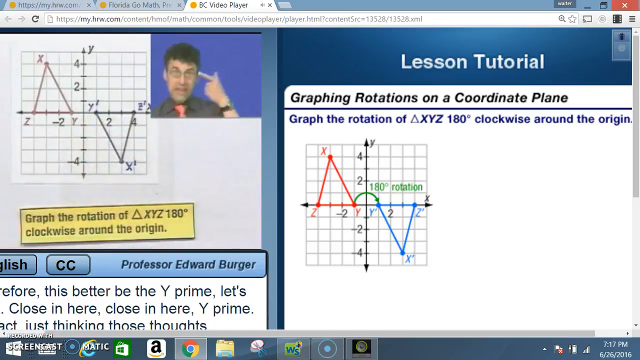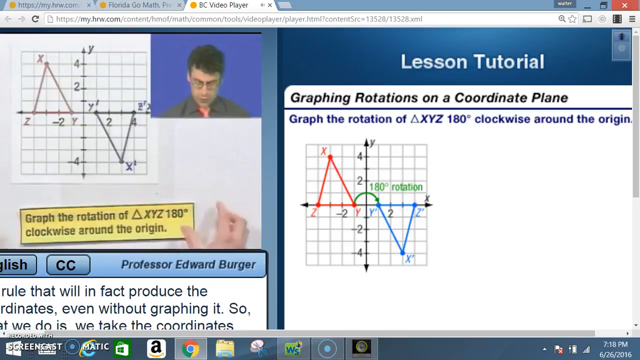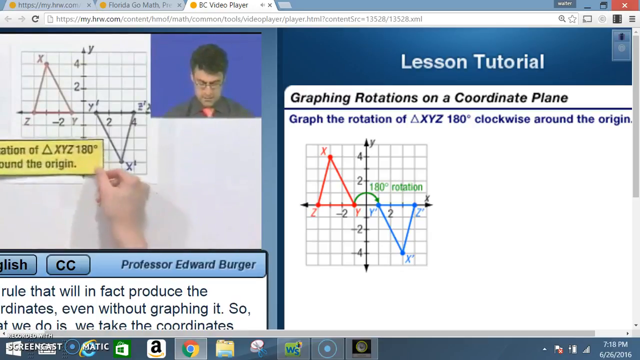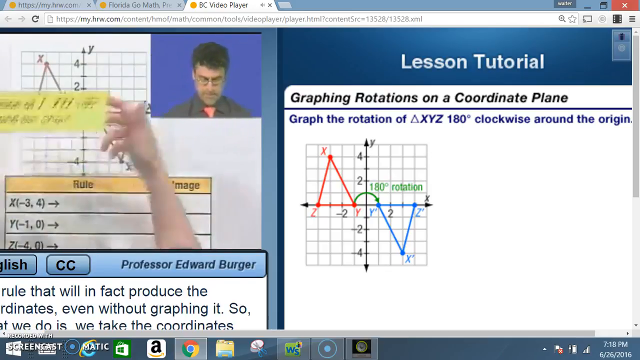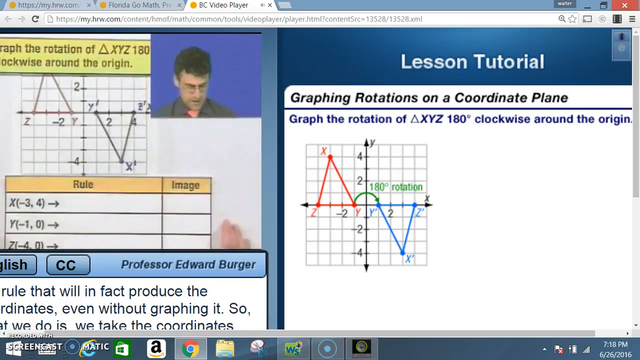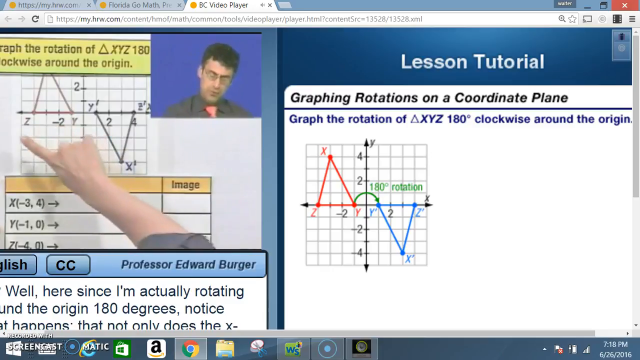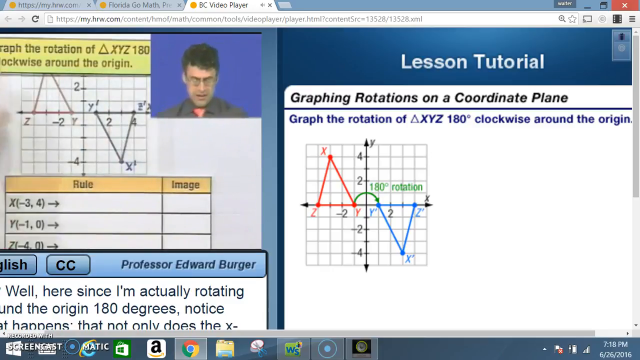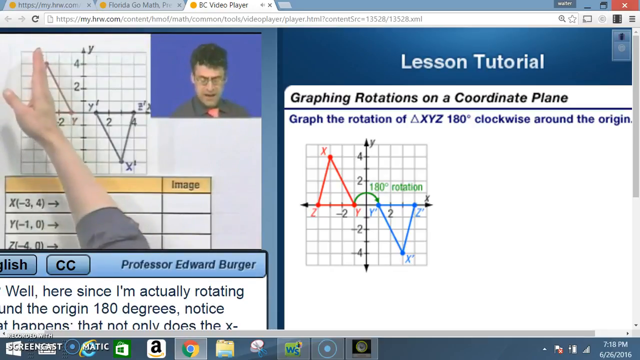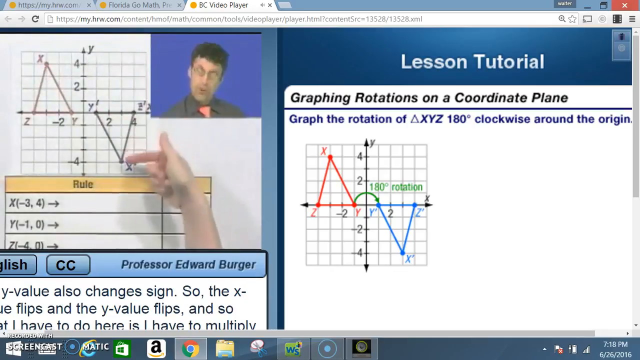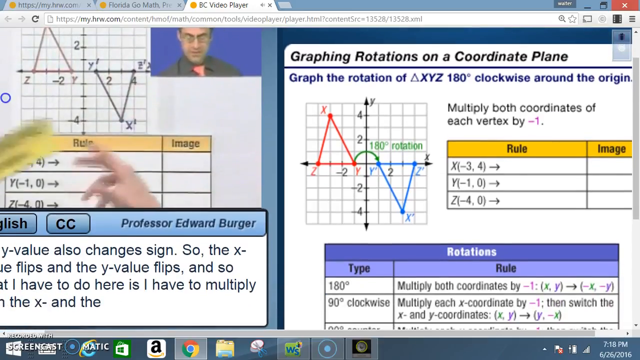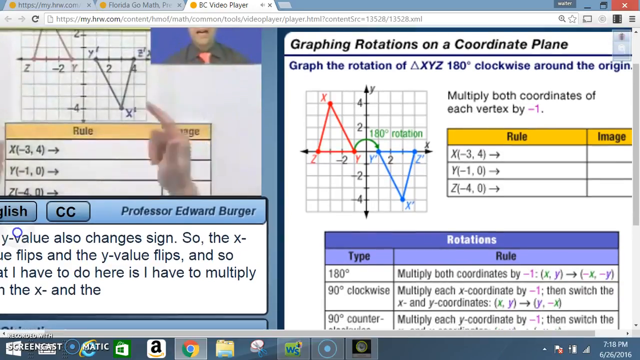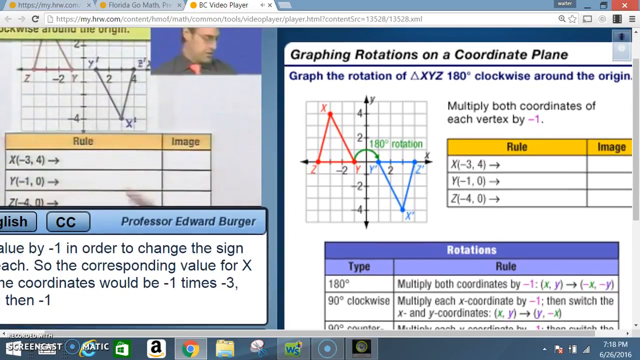In fact, just thinking those thoughts actually helps me with the rule that will produce the coordinates, even without graphing it. It's up here. So what we do is we take the coordinates, and what do I want to do? Well, here, since I'm rotating around the origin 180 degrees, notice what happens. Not only does the x value change sign, but the y value also changes sign. So the x value flips and the y value flips. And so what I have to do here is multiply both the x and the y value by -1 in order to change the sign of each.